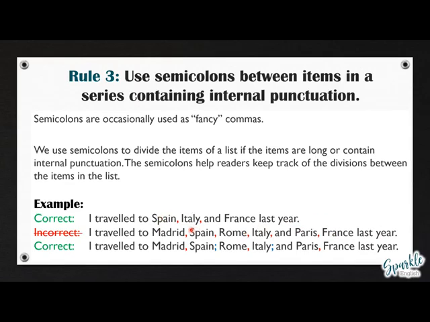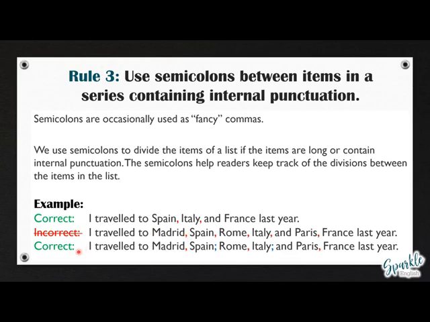This would almost sound like you were saying you went to 6 different places. I traveled to Madrid and Spain and Rome and Italy and Paris and France. And that doesn't make sense because Madrid is in Spain. That's just one place, Madrid, Spain, Rome, Italy. Because there's already punctuation in this list, we have to use a semicolon to separate these into groups.